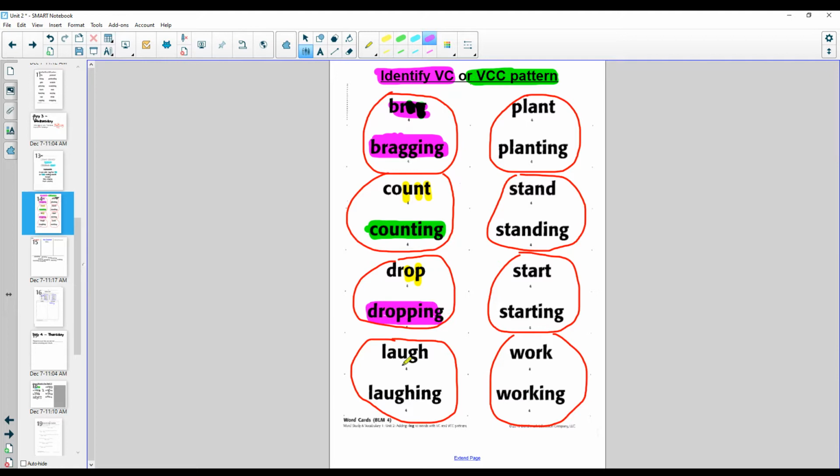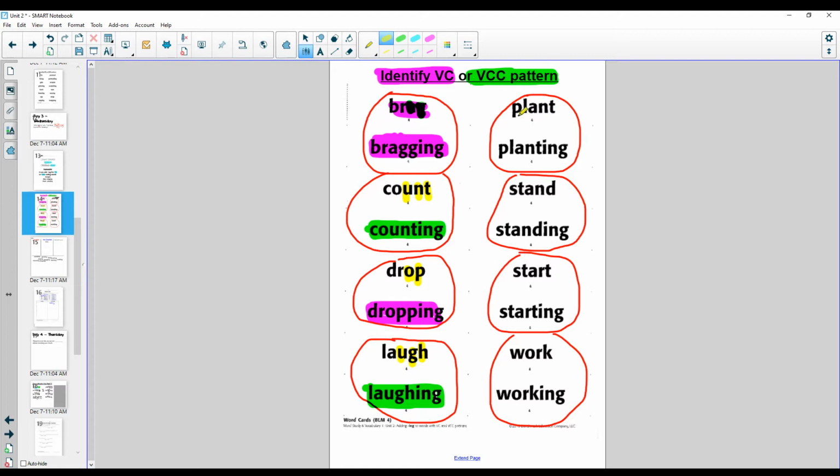All right, here's the word laugh. All right, start at the back. We get consonant, vowel. That means no change. We just get to add the ing. So that one's green. All right, let's do one this row for another practice.